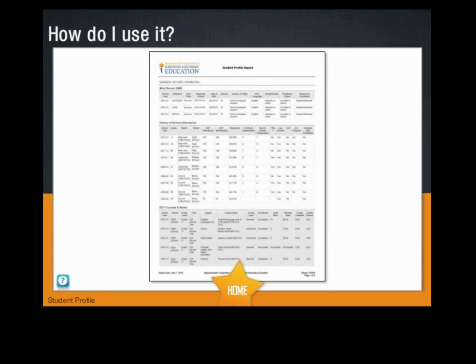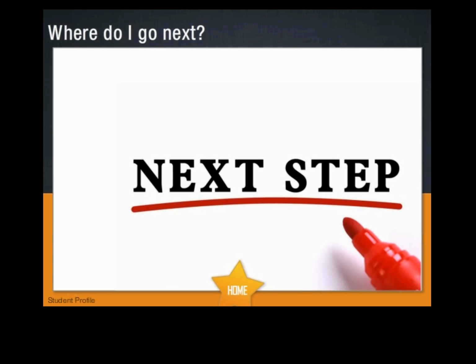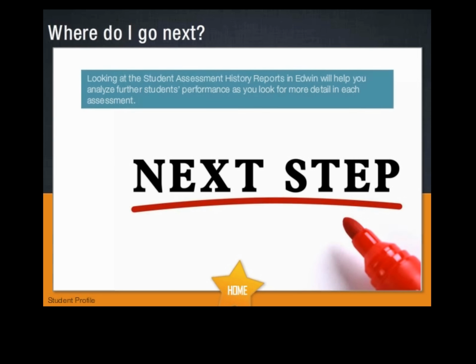Once you've fully explored this report and analyzed the data you found there, you'll want to plan next steps. Looking at the student assessment history reports in Edwin will help you analyze further students' performance as you look for more detail in each assessment. These reports include PE 613, the Assessment History Summary, and PE 606, Assessment Detail.